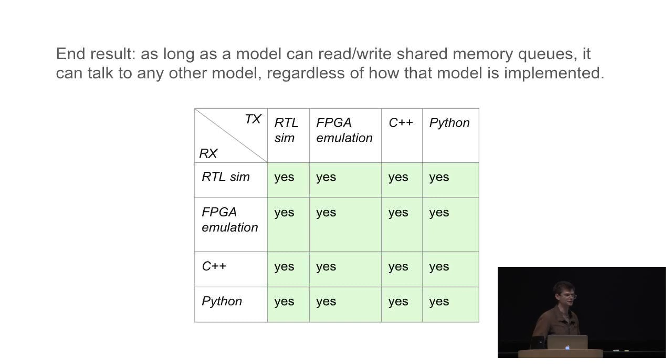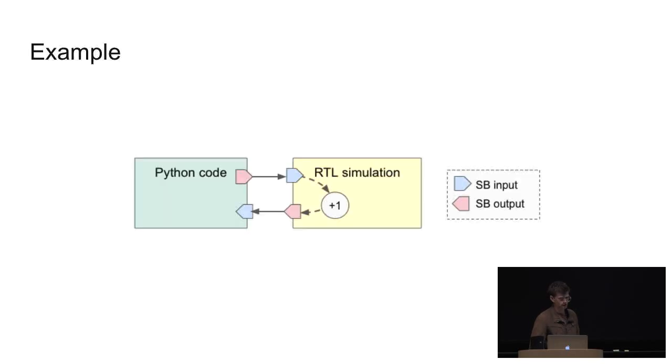So the takeaway is that if you want to plug into the Switchboard ecosystem, you just need to be able to read and write these queues, and you automatically get to connect to all the other models that are Switchboard compatible, without having to make special adapters, say, for talking to an RTL simulation from an FPGA emulation. So let's take a look at how Switchboard works from a practical perspective.